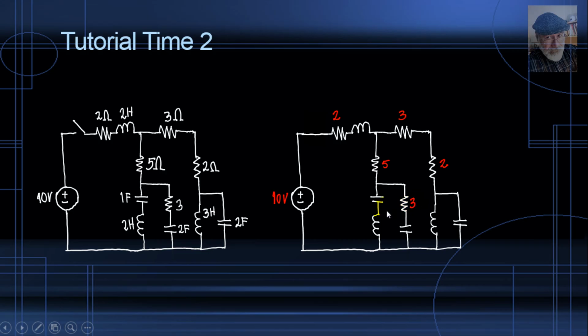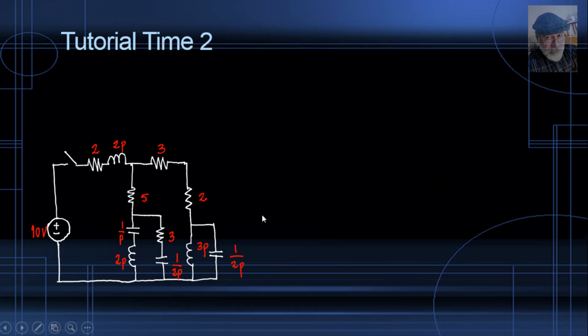The resistors and the source, they remain. But instead of 2 henries, we have 2p. Instead of 1 farad, I have 1 over p. 2 henries, 2p. 2 farads, 1 over 2p, and last 3p and 1 over 2p. Let me move over to the corner of the circuit so I have more room to write equations. That is the circuit. What is the question?